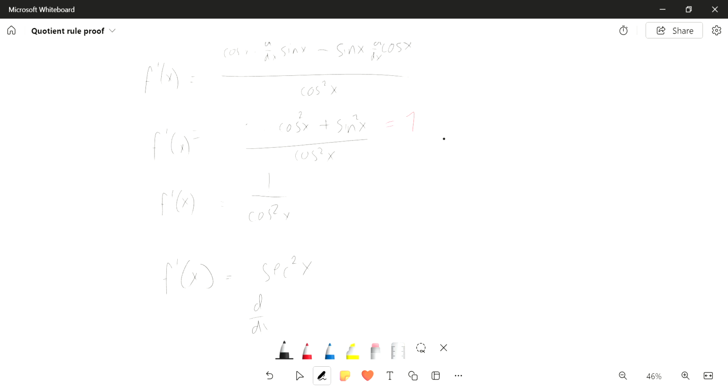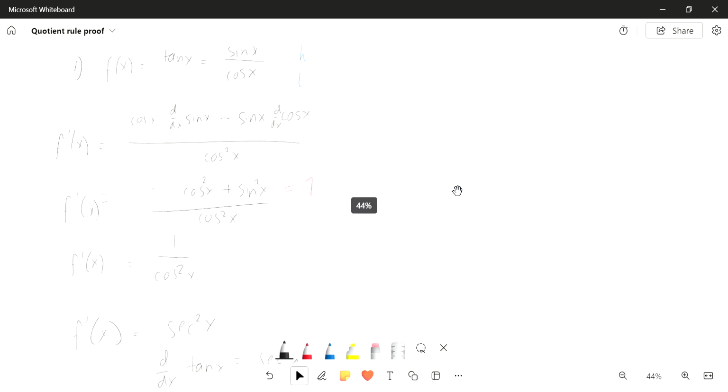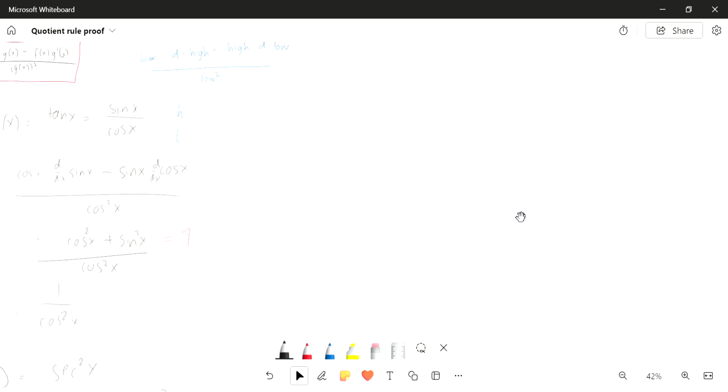So the derivative of tangent x is equal to secant squared x. And using that, why don't you try and find the derivatives of secant x, cosecant x, and cotangent x. And to give you a clue, I'll tell you what secant x is in terms of a reciprocal.